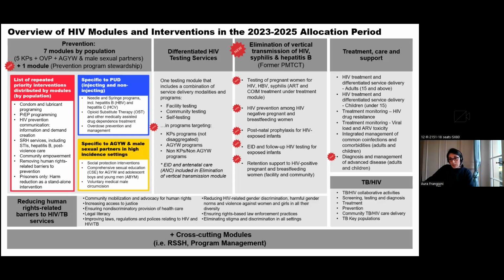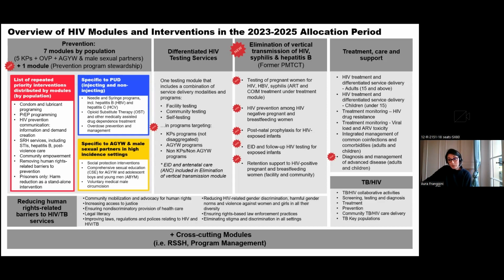In the elimination of vertical transmission module, which is the former PMTCT module that was transferred, we moved beyond the 4 prongs. And here the list of interventions is completely new. For what concerns the treatment module, a relevant change is the split between adults and children that is now required in the HIV care intervention. And we have a new intervention on advanced disease.